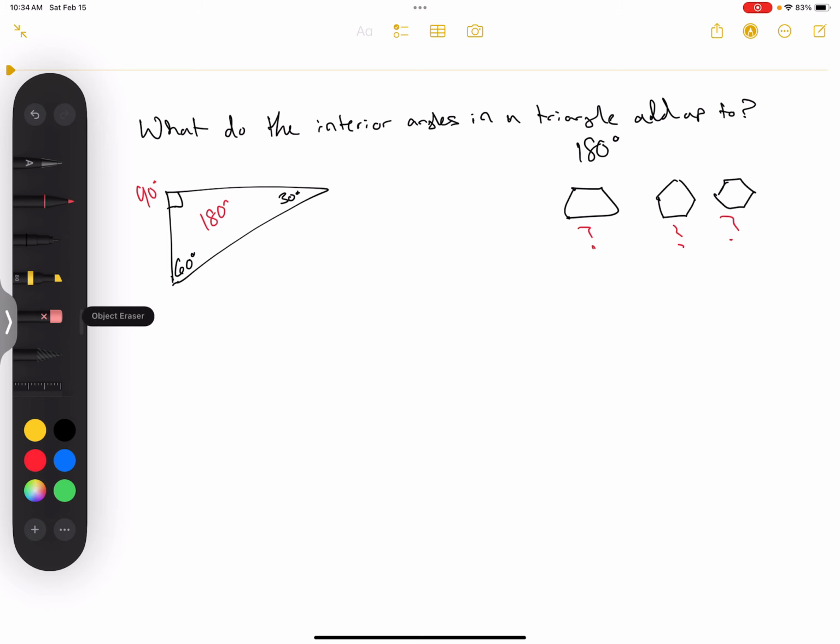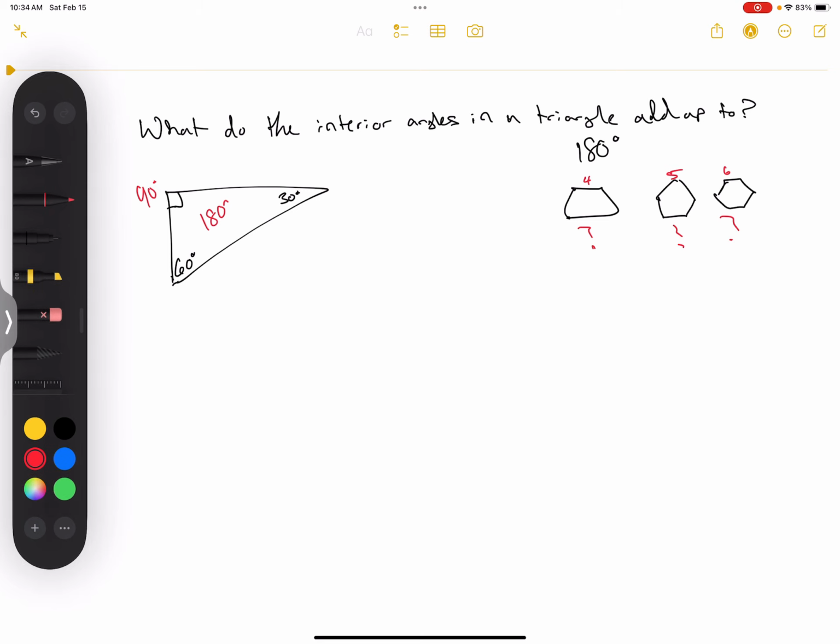So if we look at a quadrilateral here with 4 sides, right here, this has got 4 sides. Does it have a specific number that it adds up to? Is it 180 as well, or is it something else? Or what about a 5-sided shape, like a pentagon, or a hexagon with 6 sides? Okay, is there some specific number that every shape will add up to? Okay, so that's our first question.